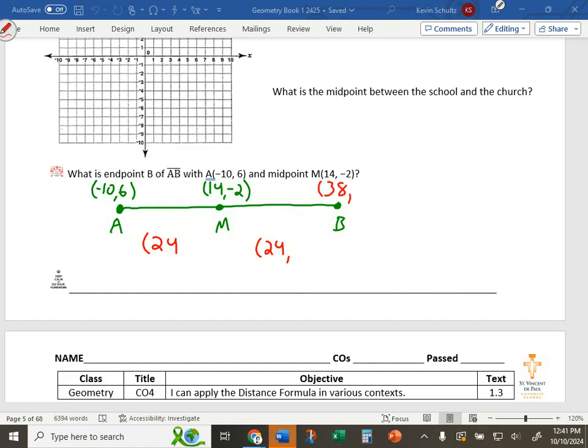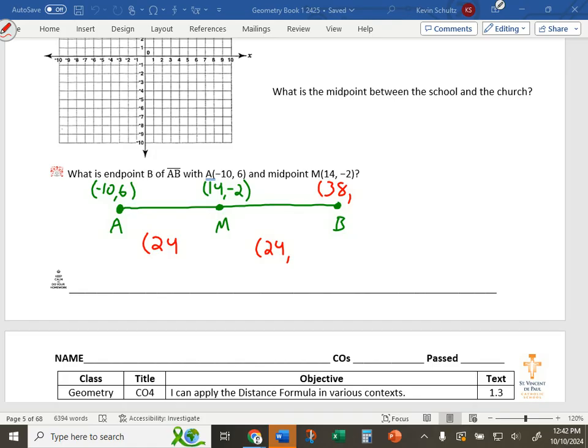Remember, the midpoint is the average, it's the middle. If we traveled this far to get to the middle, we have that far to go to get to the end. How do you get 24? Let me cook. If we traveled this far to get to the middle, we have to go that far again to get to the end. Why would it be 38? Because this is negative 10.